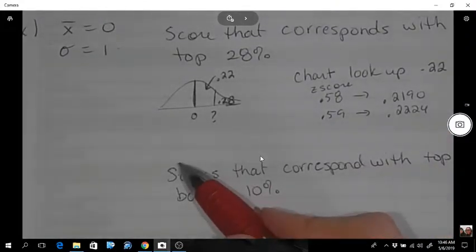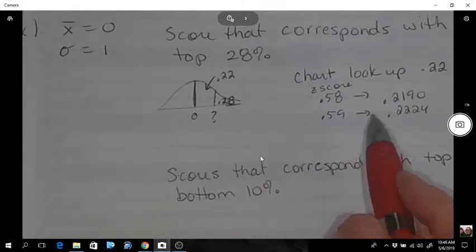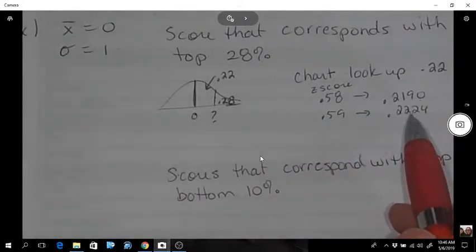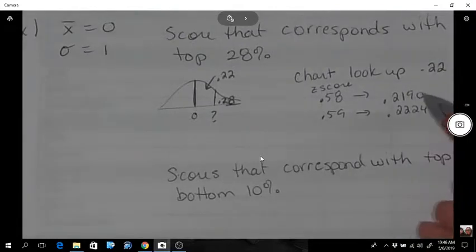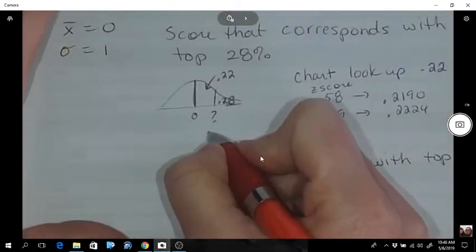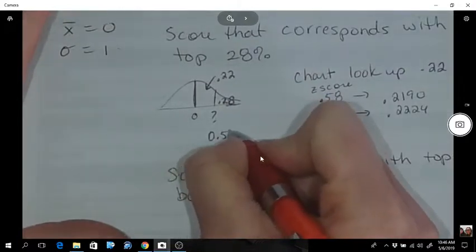So our answer, which one are we closer to? Okay, this one's 10 off and this one's 24 off. So you could answer that the z-score is a 0.58.